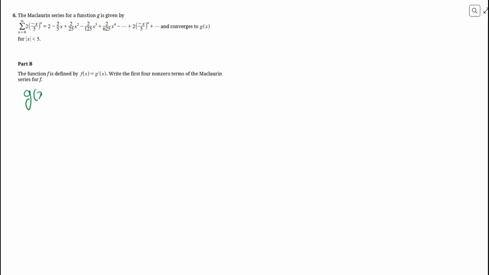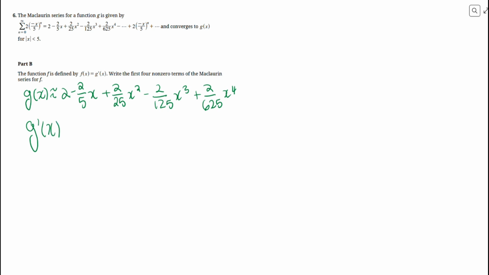So g of x is approximately 2 minus 2/5 x plus 2 over 25 x squared minus 2 over 125 x cubed plus 2 over 625 x to the 4. If we want to find g prime of x, or f of x, we just have to take the derivative of g of x, which is given right here.